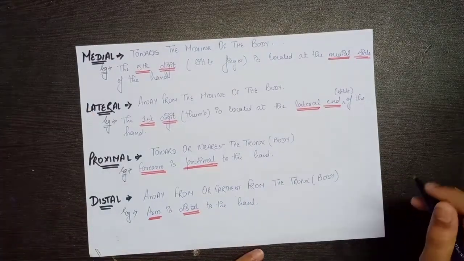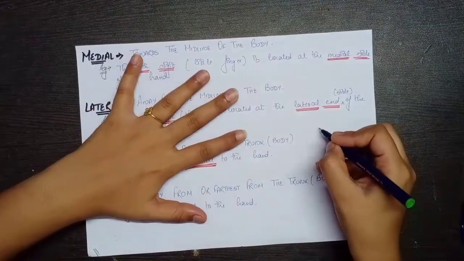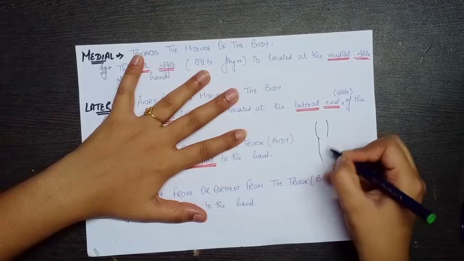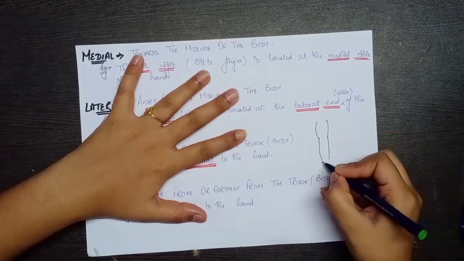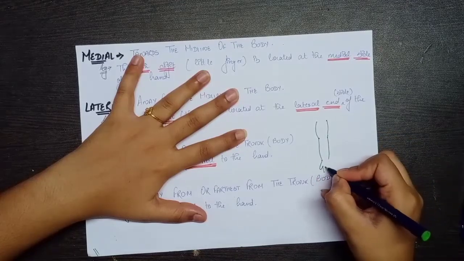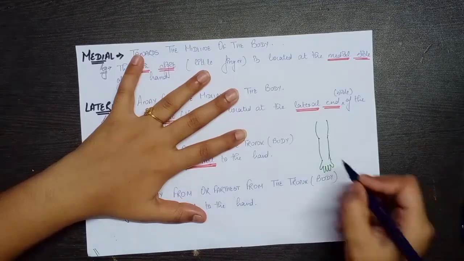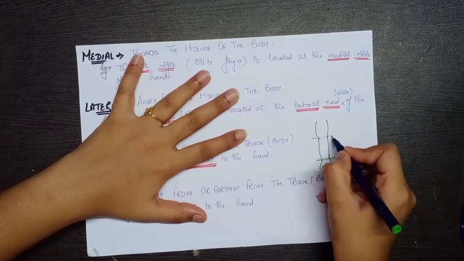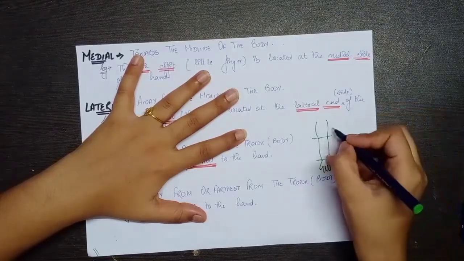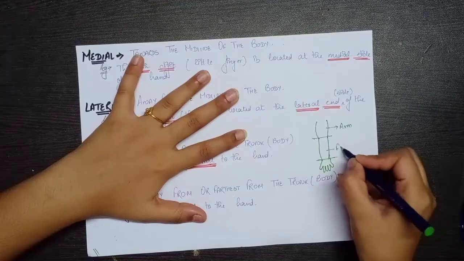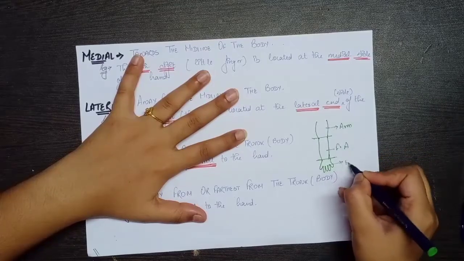See, I'll depict you with an example if you can understand. See here. For now, take it as your arm. This is your arm. This is your forearm. And this is going to be your hand.